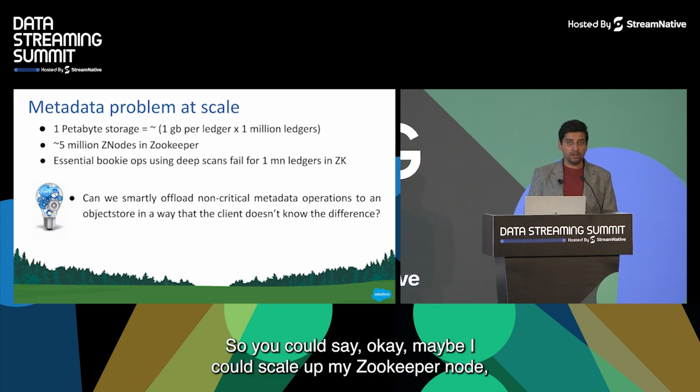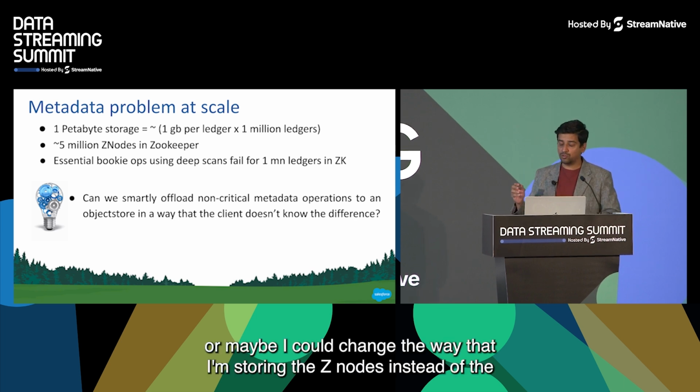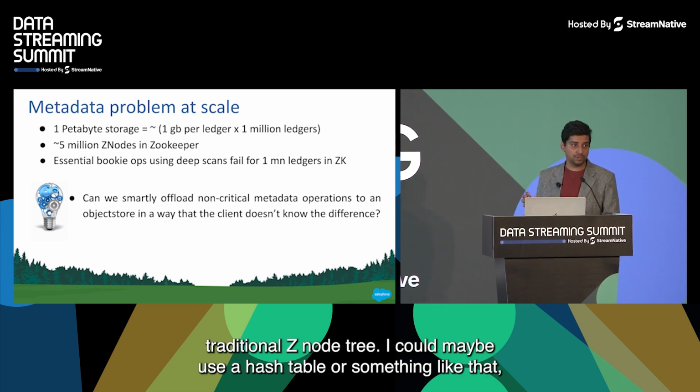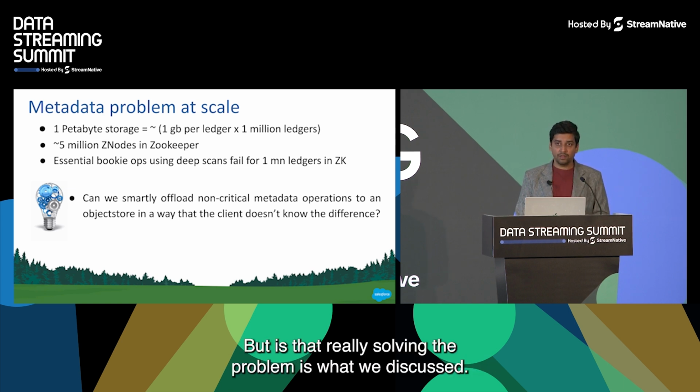So you could say, okay, maybe I could scale up my ZooKeeper cluster, right? Or maybe I could change the way that I'm storing the Z nodes. So instead of the traditional Z node tree, I could maybe use a hash table or something like that. Some different way of doing it, right? But is that really solving the problem is what we discussed.